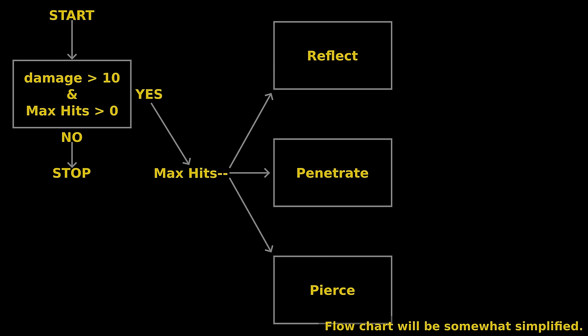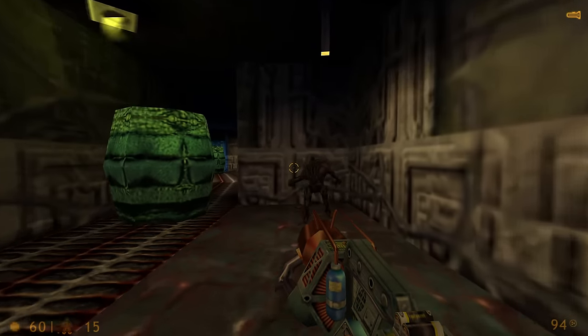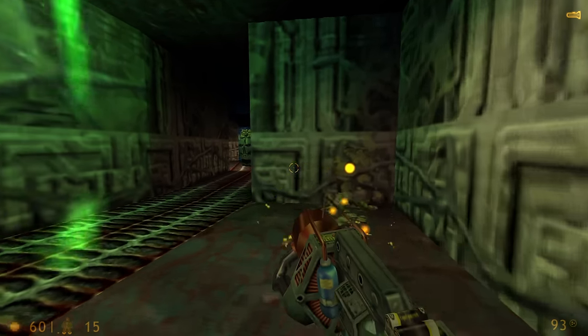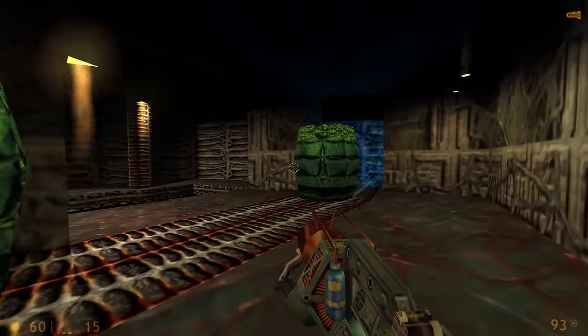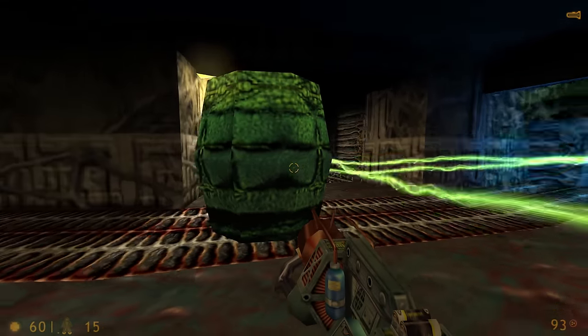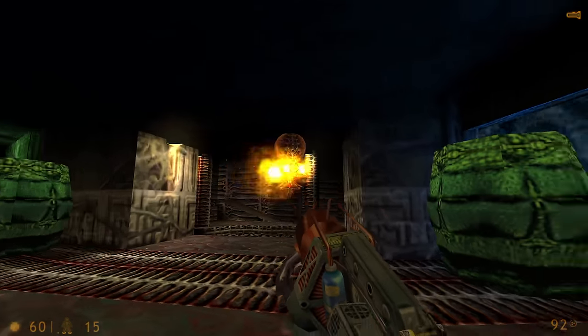Max hits is an integer that starts at 10. It is decremented by 1 every time the loop runs. This means a beam can only reflect, pierce, and/or penetrate up to 10 times. The beam finds a target by drawing an invisible line in the direction that the user is looking. This is the same basic way that many things are done, like finding what a bullet hit or finding if an NPC can see an enemy.